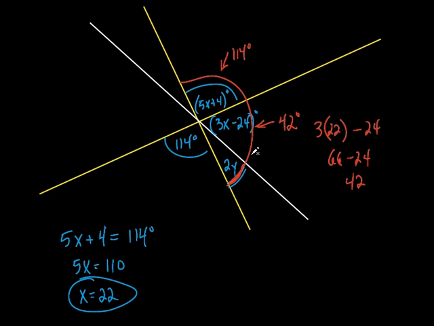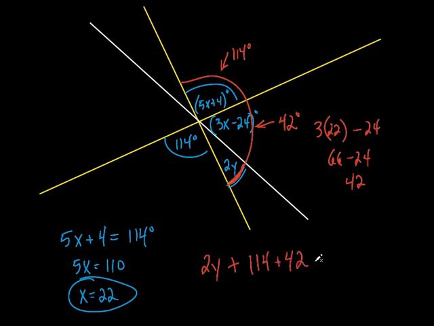We're trying to find this one right here, this 2y. So let's add them up, set them equal to 180, and see what we can do from there. So let's go 2y first. 2y plus what else? If you want to just add these up in your head, you could, but let's write them down anyway. 114 plus 42.